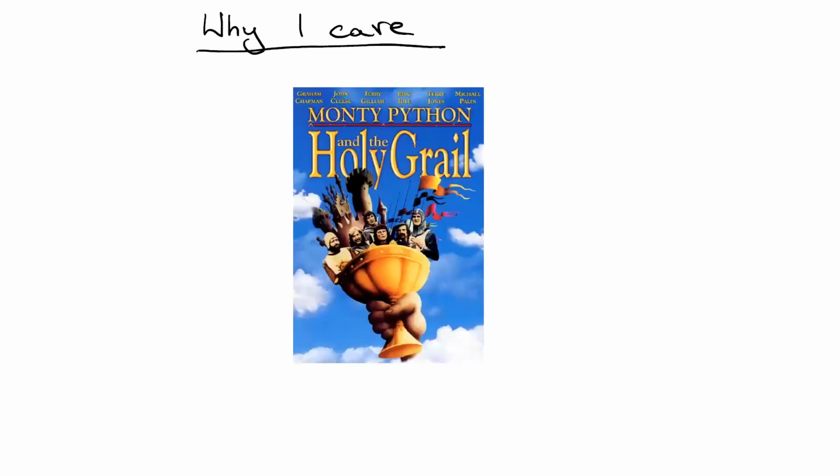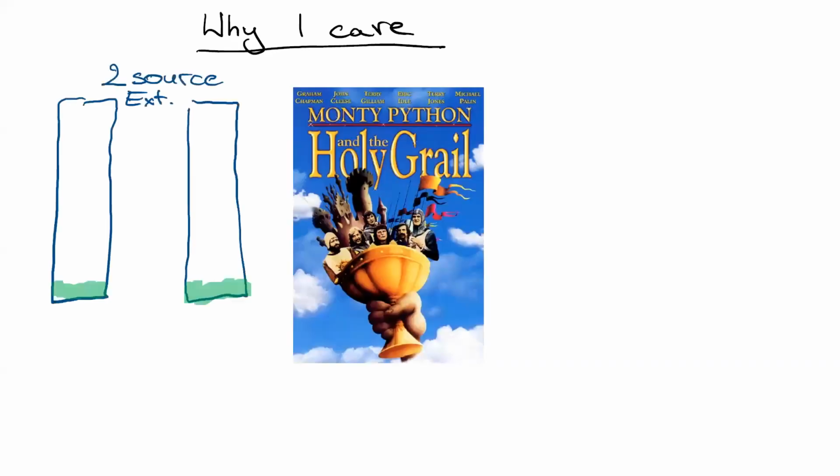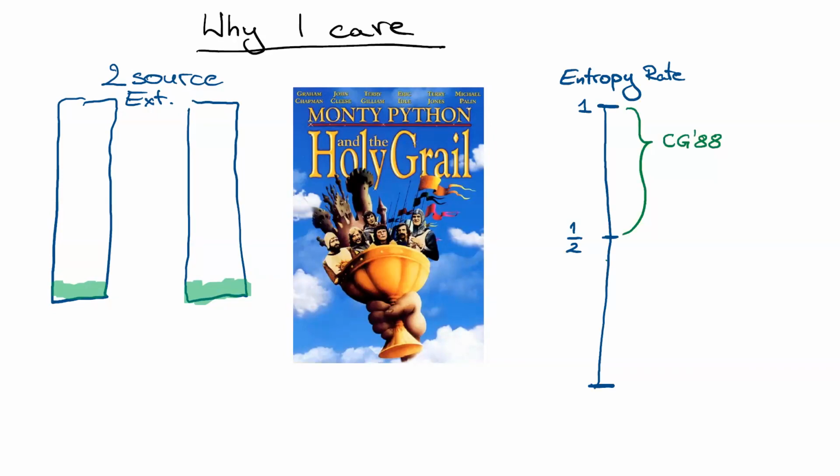So why do I care mostly? There's this cool problem of building two-source extractors. So we talked about two-source extractors. Now think about both sources having the same entropy, right? And we're looking at the entropy rate that's required. Both sources have the same entropy, right? So we have known for a very long time that if both sources have entropy rate above half, the inner product is a good extractor.